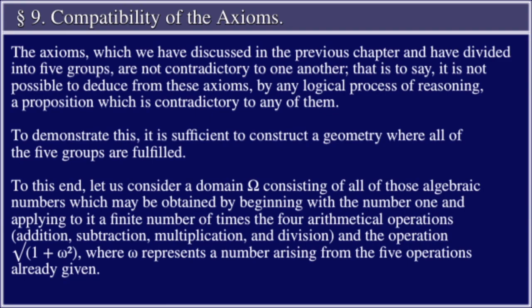To this end, let us consider a domain omega, consisting of all of those algebraic numbers, which may be obtained by beginning with the number 1 and applying to it a finite number of times the 4 arithmetical operations: addition, subtraction, multiplication, and division, and the operation the square root of 1 plus omega squared, where omega represents a number arising from the 5 operations already given.